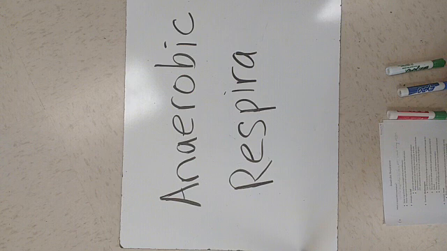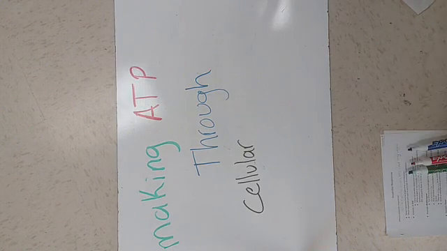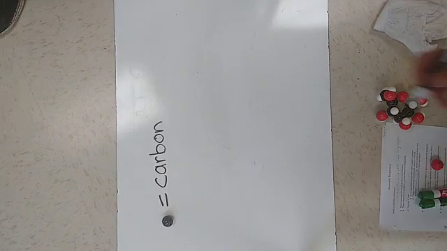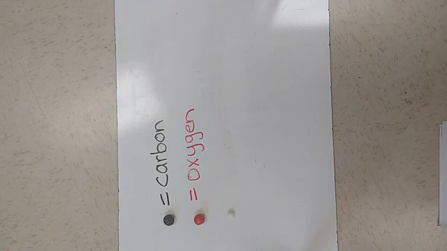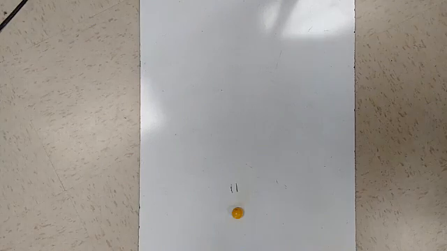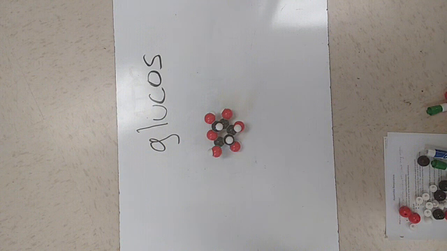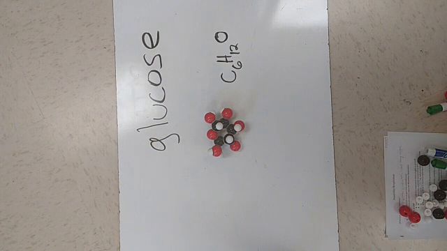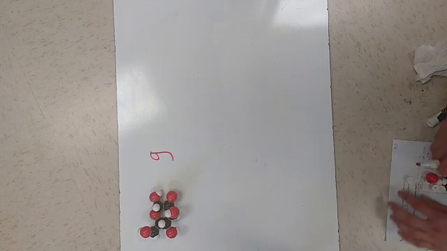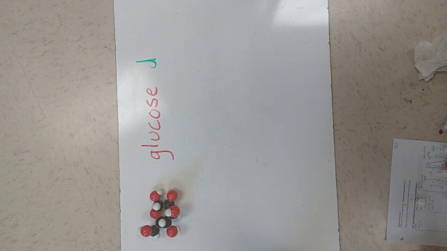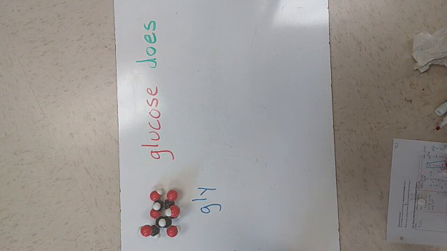Anaerobic respiration. The process by which ATP is made through cellular respiration. We begin cellular respiration with a glucose molecule. Glucose is used in glycolysis, the first step in anaerobic respiration.